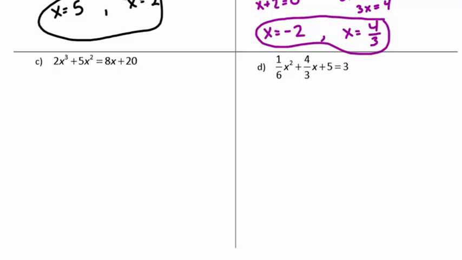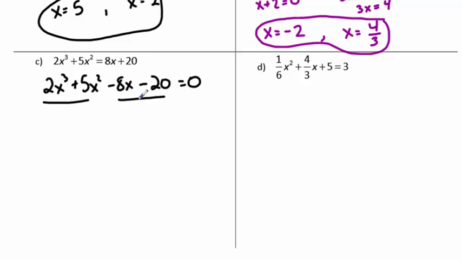Let's look at part C. We know that we need everything to equal 0, so let's subtract the 5x and subtract the 20 off. So I'm going to have 2x cubed plus 5x squared minus 8x, when I subtract that off, minus 20 equals 0. Let's factor. Group, since there are 4 terms, I must group to factor.